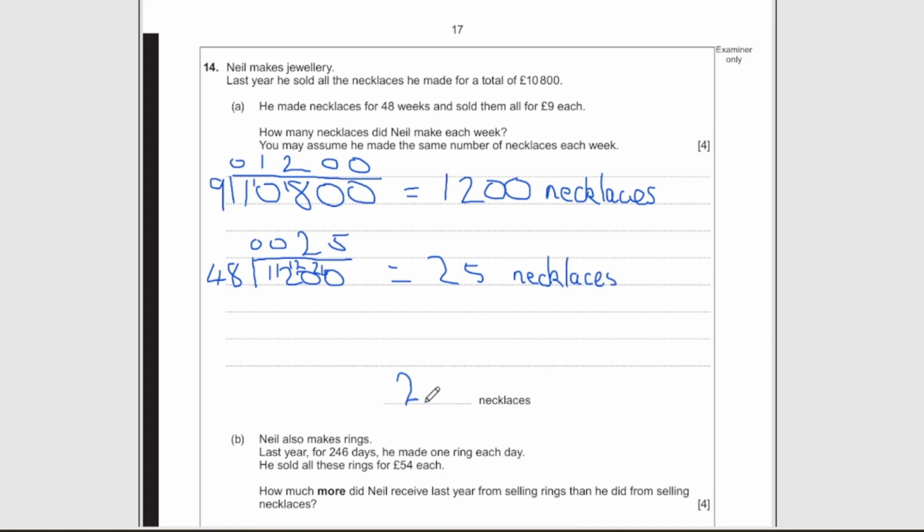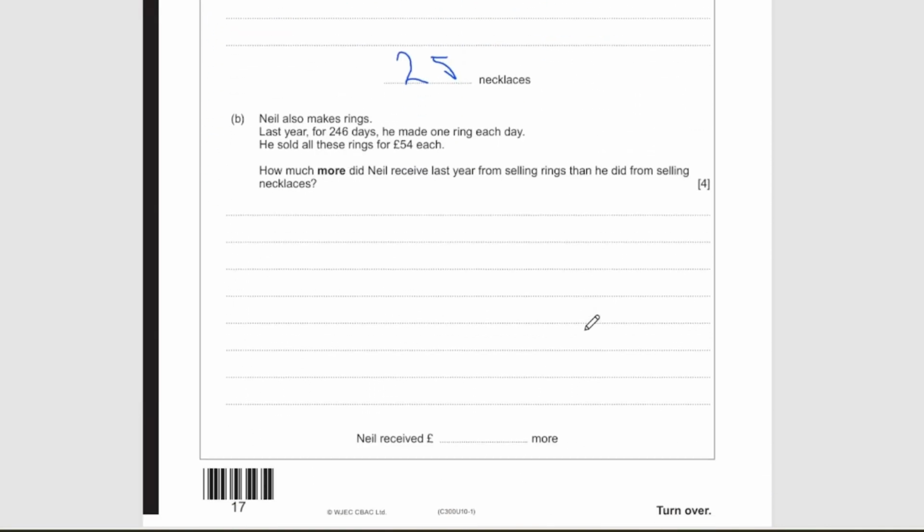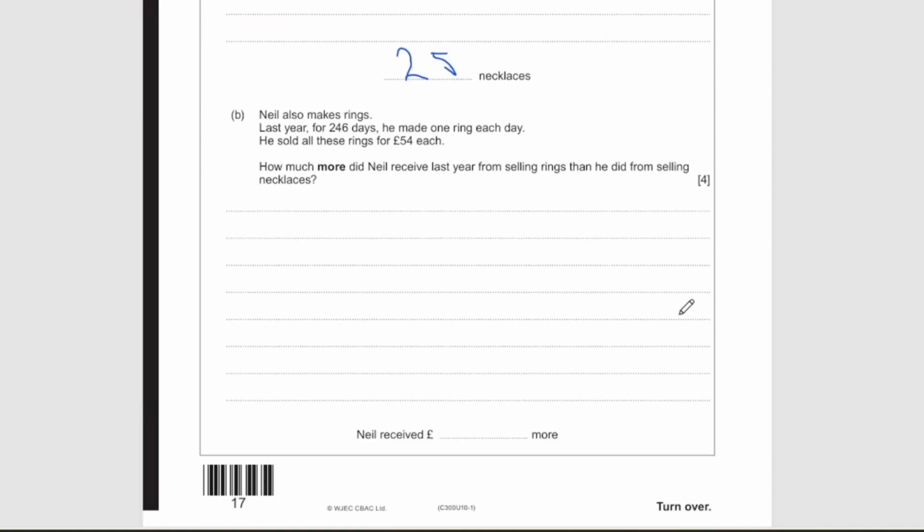And I'll write it there, 25 in total. Okay, question 14b. Neil also makes rings. Last year, for 246 days, he made one ring a day. He sold them all for £54 each. How much more did Neil receive last year from selling rings than selling necklaces?